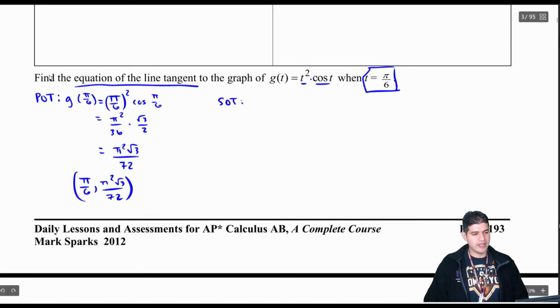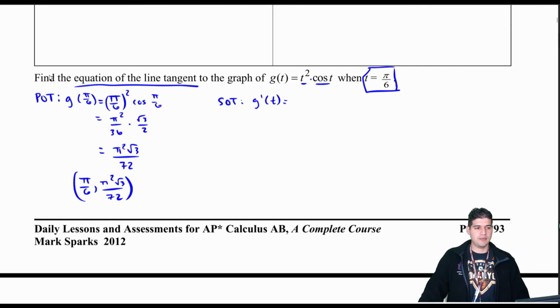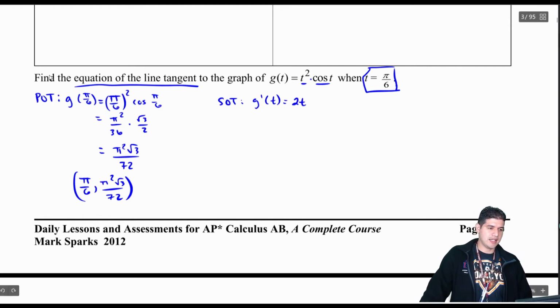Well, first we need g prime of t, and so that's where the product rule is going to come in. The derivative of the first is going to get me 2t times the second, so times cosine of t, plus the first, t squared, times the derivative of the second, so negative sine t. Okay, so I'm going to just rewrite this real quick: 2t cosine t minus t squared sine of t.